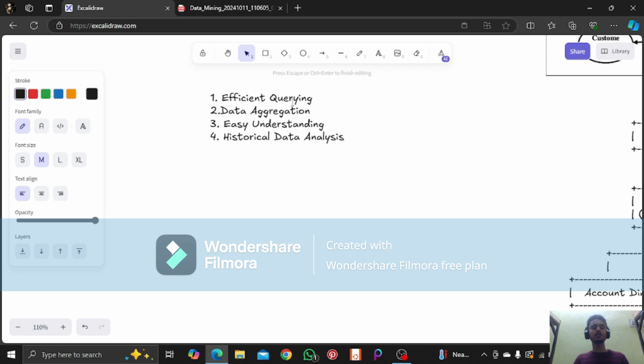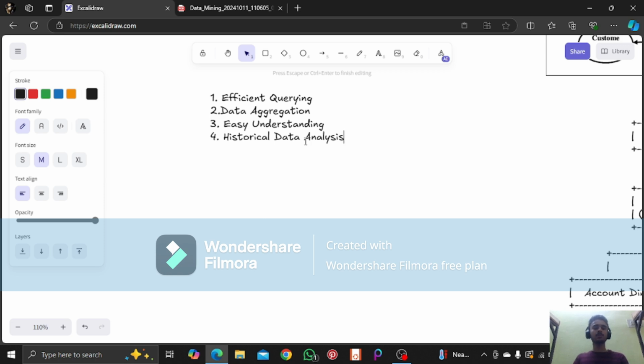Easy understanding: star schemas are easy to understand and use by non-technical staff like business analysts because of the clear distinction between facts and dimensions. And also historical data analysis: banking systems require keeping track of historical data for reporting and regulatory purposes. A star schema makes it easier to understand trends over time by using the time dimension.